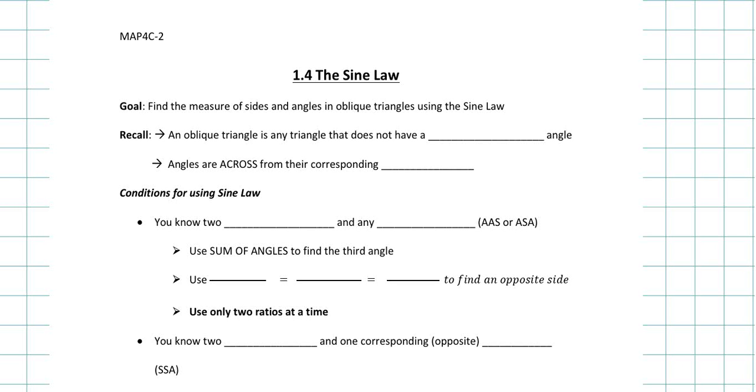So the sine law is basically a law that's used when you don't have a right angle triangle, and there are two cases for it. Today's goal is to find the measure of sides and angles in oblique triangles using the sine law. An oblique triangle is any triangle that does not have a right angle, or a 90 degree angle.